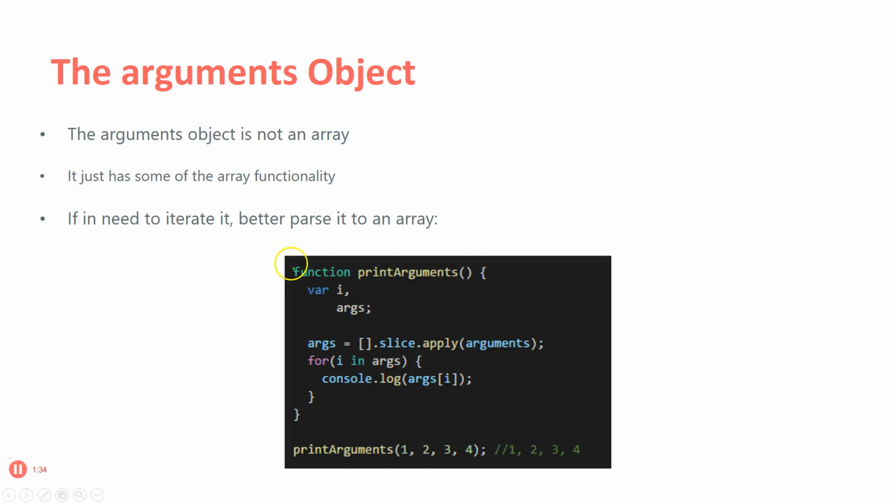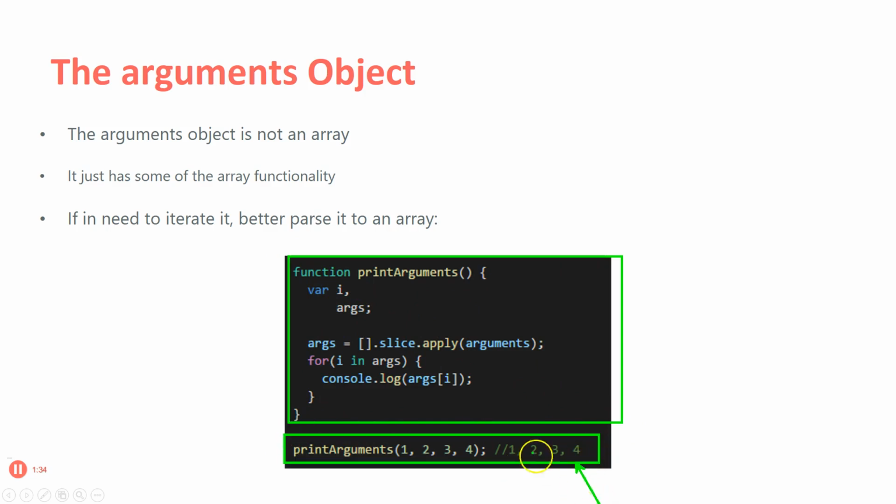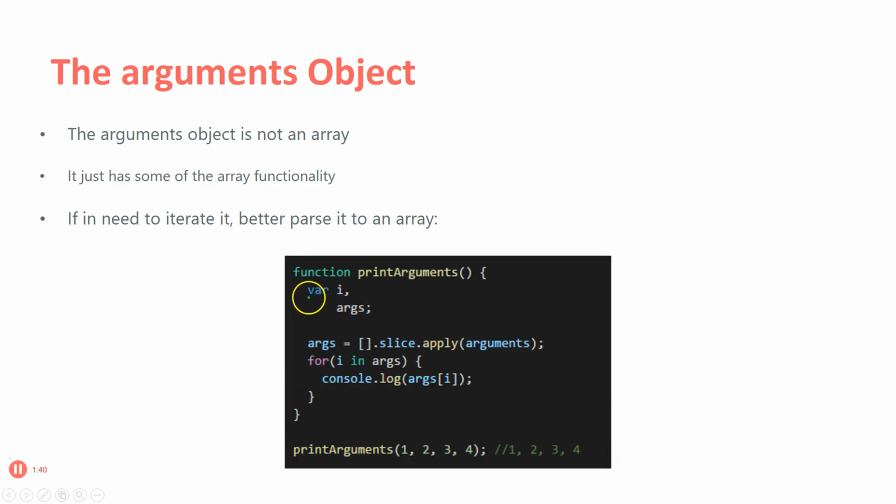And here is the example. Again, I have my printArguments and I call it in the same way with the same values. But what I'm doing here, I'm defining two variables, var i and args. And here I'm saying that args is equal to Array.prototype.slice.apply on arguments. And this thing, as we remember from our previous videos, is that .slice, if we pass it without any indexes or counts of how much to slice, it will copy this.